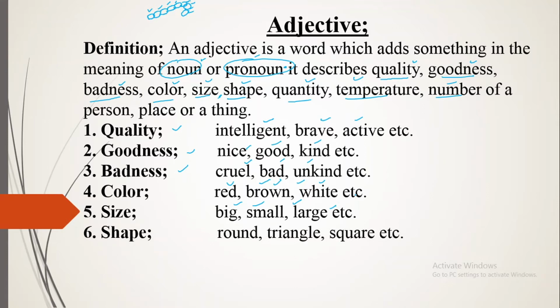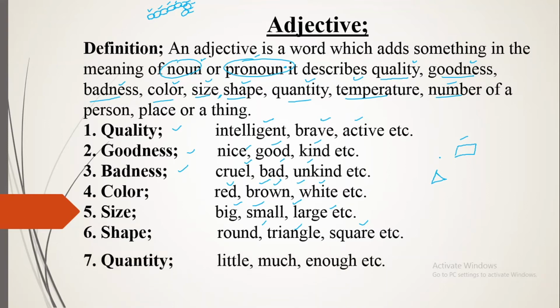And next we have got shape. I say the world is round, the pyramids are triangle in shape, and square. Most of the rooms are built in square shape. So that is adding something in the meaning of shape and describing the noun and pronoun.